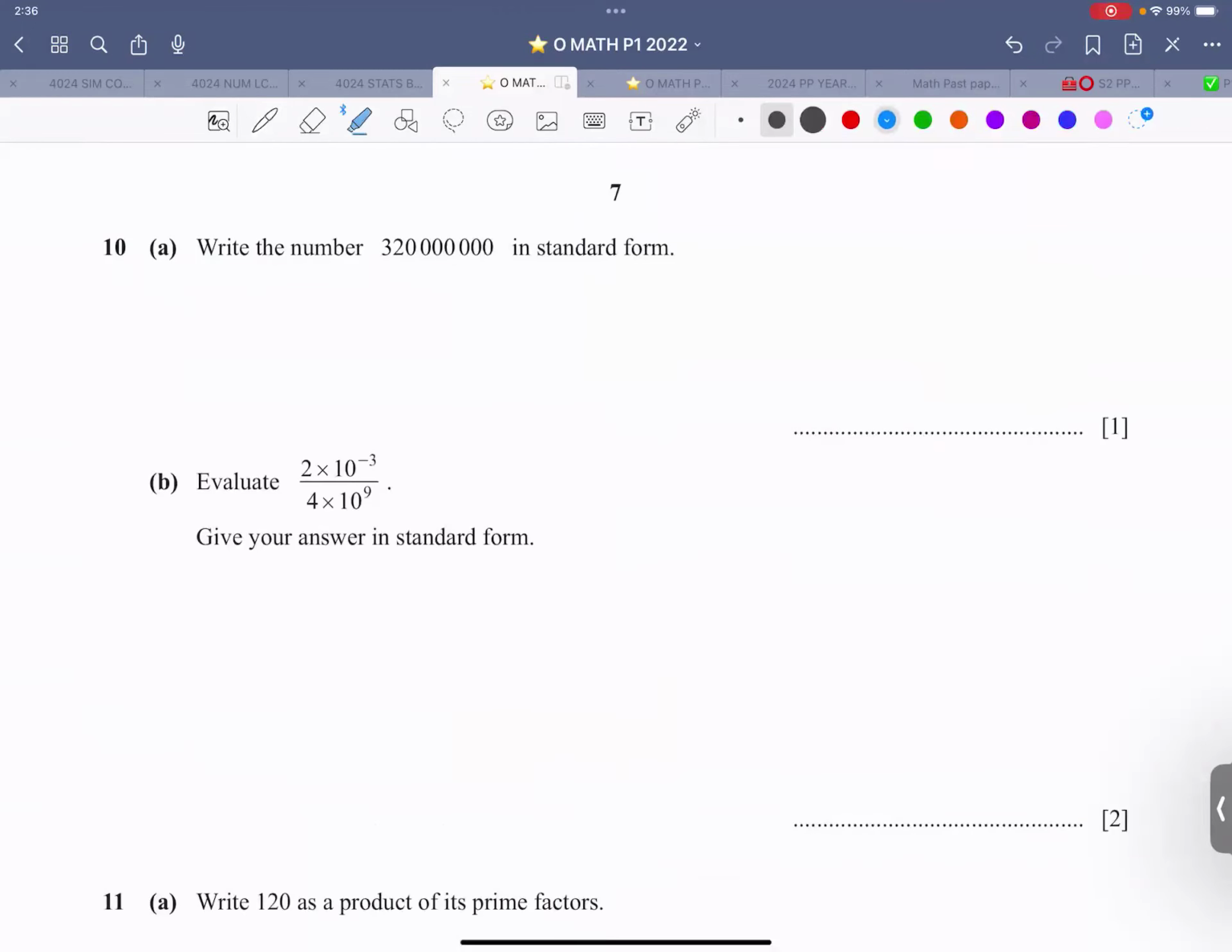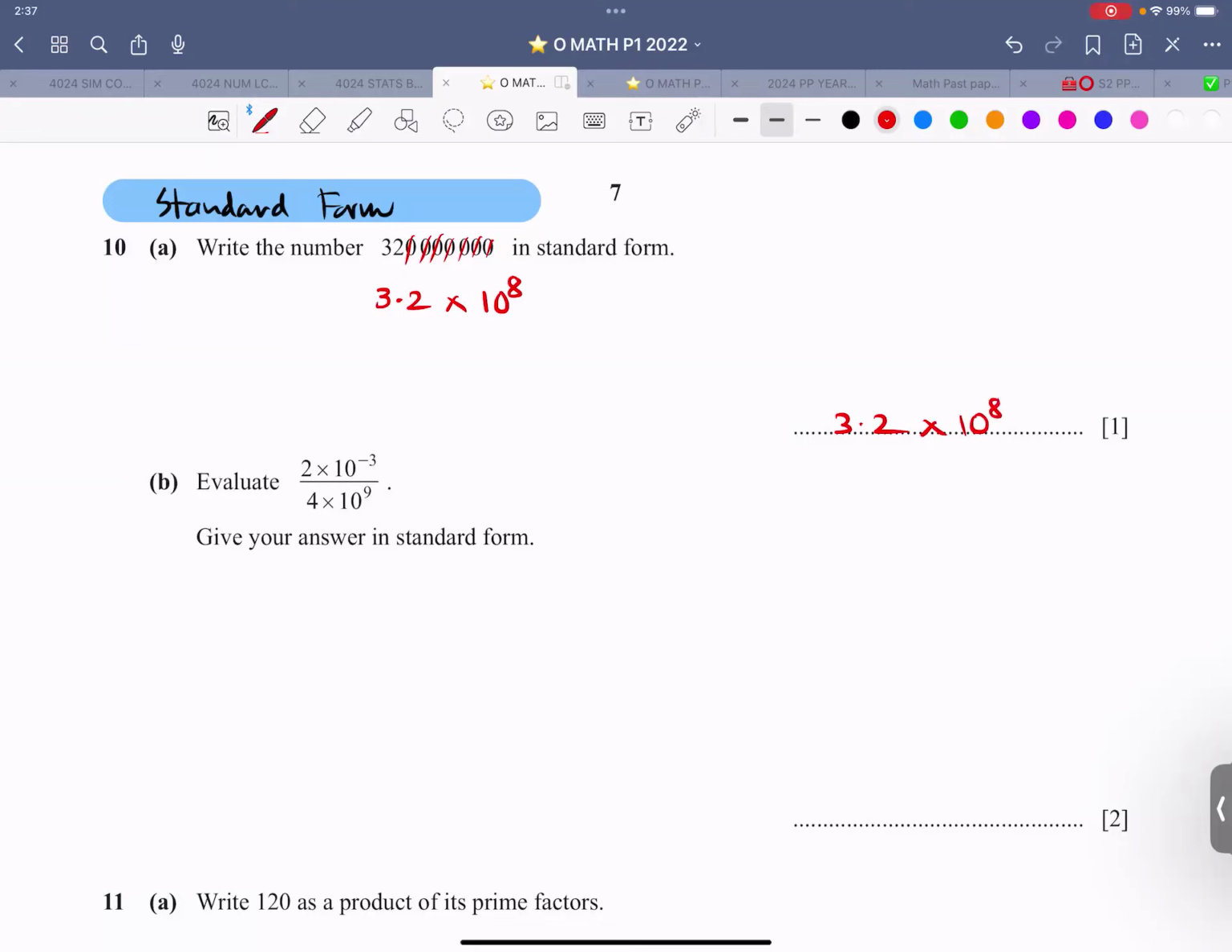Question number 10. So now this is about standard form. Write this thing in standard form. First count the zeros. 1, 2, 3, 4, 5, 6, 7 zeros. So that is 32 into 7 zeros, or this is 3.2 into 8 zeros. That is 10 to the power 8. 3.2 into 10 to the power 8.